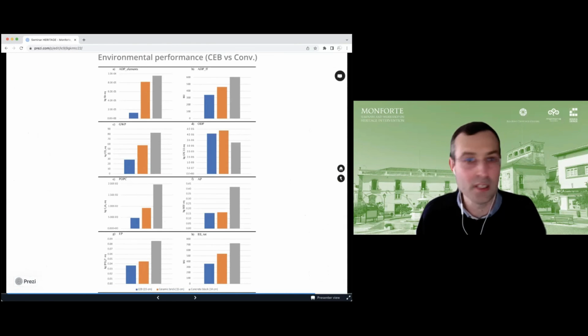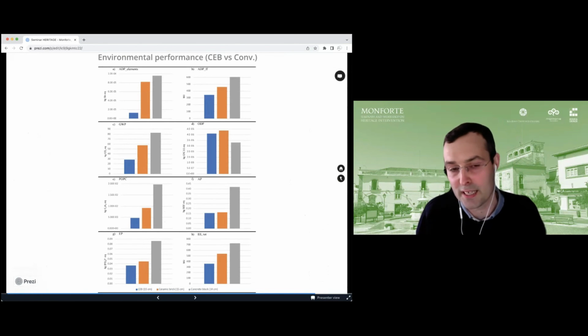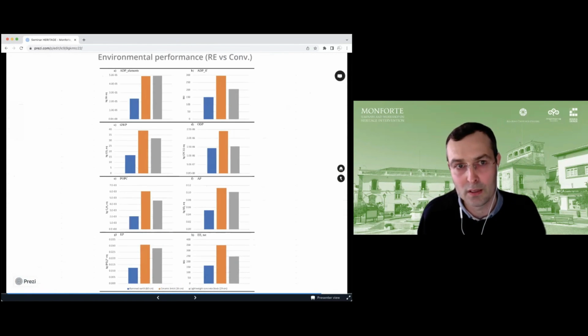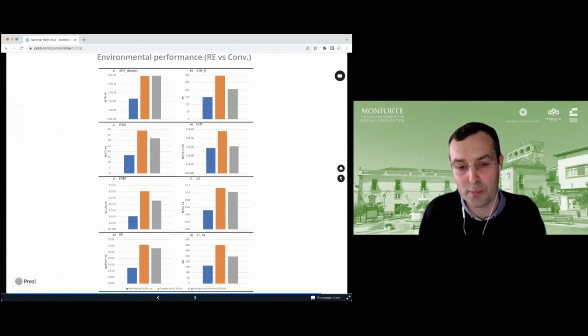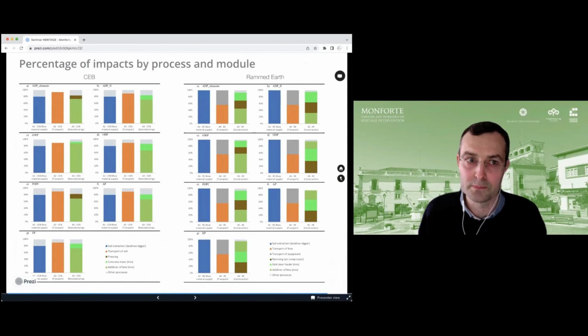If we put in comparison all the other indicators, as you can see here, in this case the CEB ones in most of them, and also here for the rammed earth the same. So the difference in all the environmental indicators is very, very relevant.